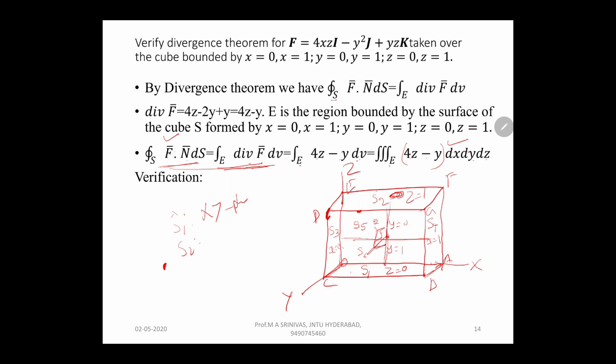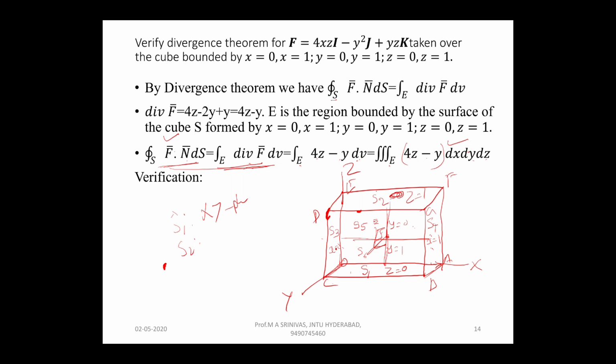Next, the YZ plane, I call it S3. Opposite to the YZ plane, that is X equal to 1, that is S4. S5 is Y equal to 0, and S6 is the projected one. So this is the notation that I am using.